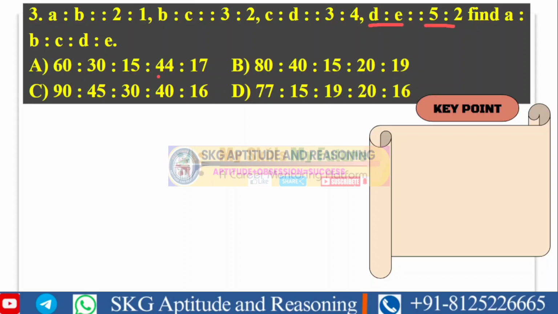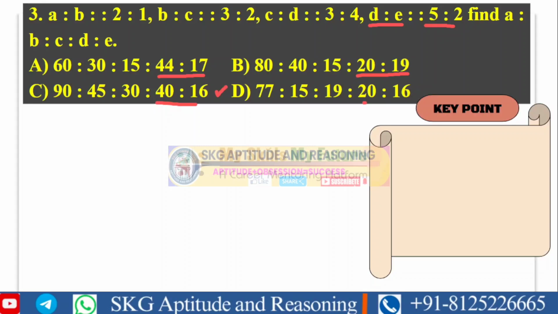If I go with the first option, 44 is to 17, there is no possibility of getting the ratio 5 is to 2. And if I go with option B, 20 is to 19, there is no possibility of getting 5 is to 2. And if I go with option C, I need to check whether I'm getting the 5 is to 2 ratio or not. If I go with 8 fives and 8 twos, there is a chance that I can get the ratio as 5 is to 2.